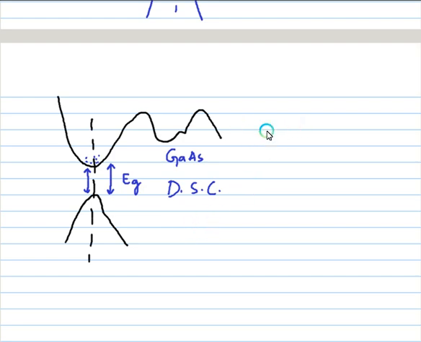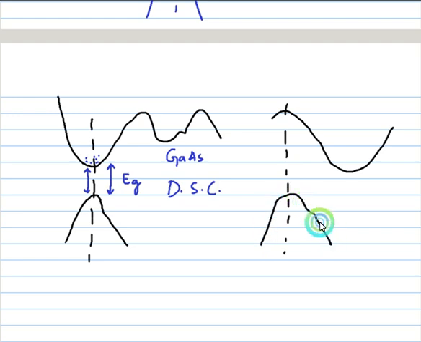Now, what is an indirect? An indirect, it's like this. See, the bands which are observed in silicon, these are again E versus K, energy versus K.